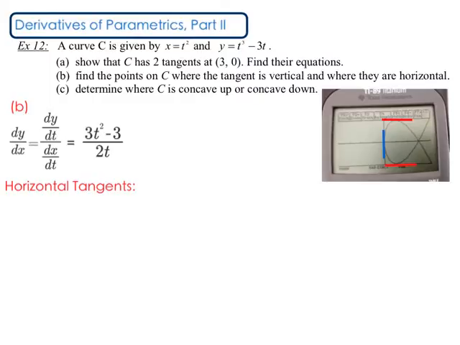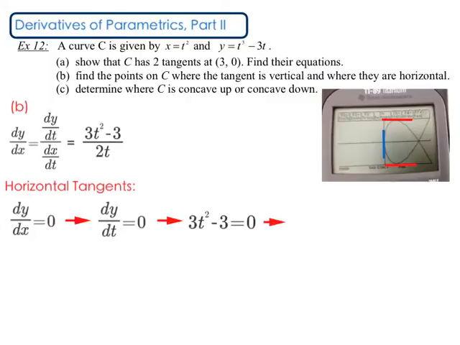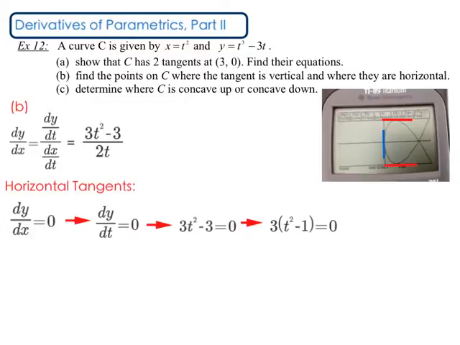When do horizontal tangents occur? Well, horizontal tangents will occur when dy/dx is 0, and dy/dx will be 0 when the numerator of that fraction is 0, so when dy/dt is 0. dy/dt is 3t squared minus 3, so we need to set that equal to 0. If I do a little factoring and solving, I will get 3 times the quantity t squared minus 1 equal to 0, and that's equal to 0 at t equals plus or minus 1.